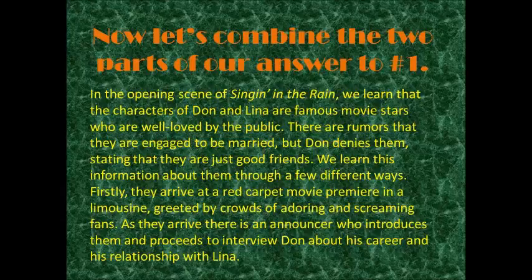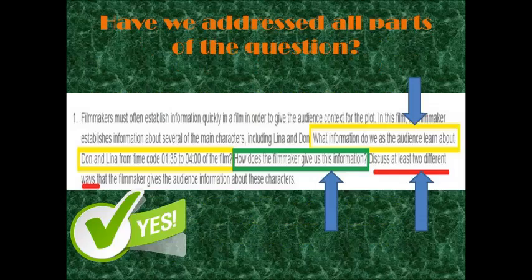In the opening scene of Singin' in the Rain, we learn that the characters of Don and Lena are famous movie stars who are well loved by the public. There are rumors they are engaged to be married, but Don denies them, stating that they are just good friends. We learn this information about them through a few different ways. Firstly, they arrive at a red carpet movie premiere in a limousine, greeted by crowds of adoring and screaming fans. As they arrive, there is an announcer who introduces them and proceeds to interview Don about his career and his relationship with Lena.